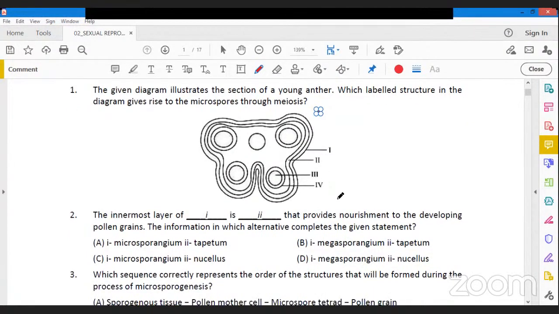The given diagram illustrates the structure of a young anther. Which labeled structure in the diagram gives rise to microspores through meiosis? If you look at the first one, this is the epidermis. Second one is the middle layers. Fourth one would be the tapetum. Three here is the sporogenous tissue. So the sporogenous tissue, or the spore mother cells, will undergo meiosis to form microspores. Understand this.